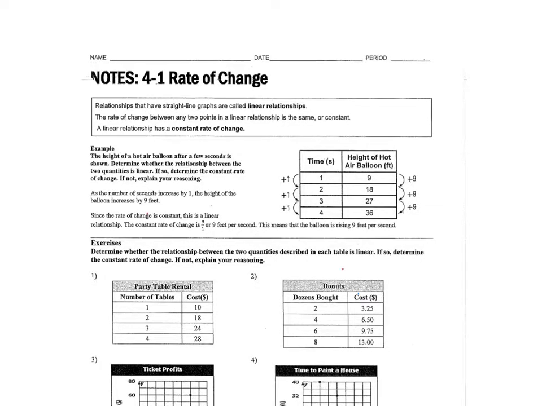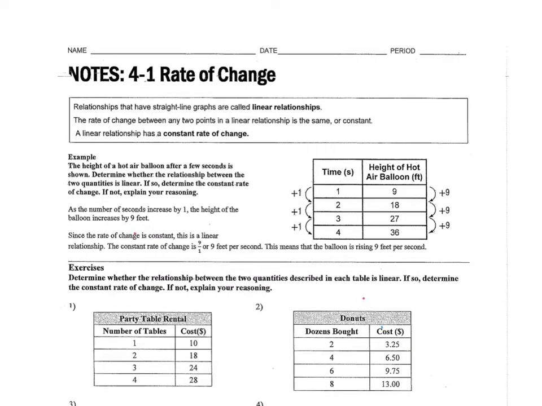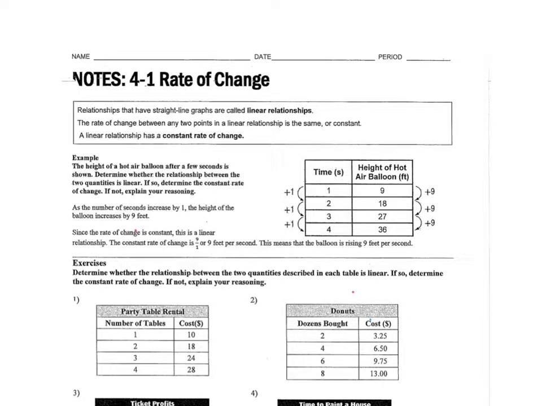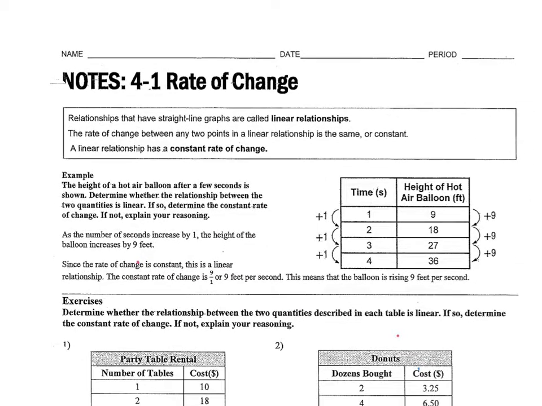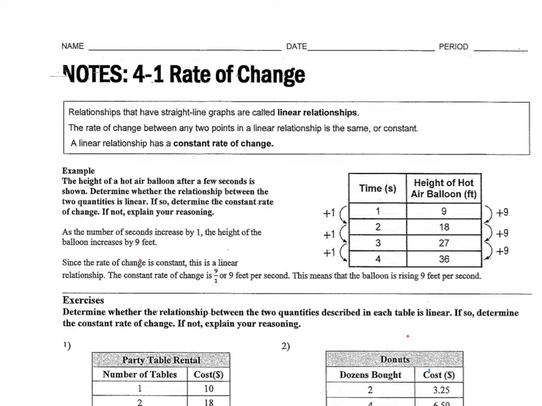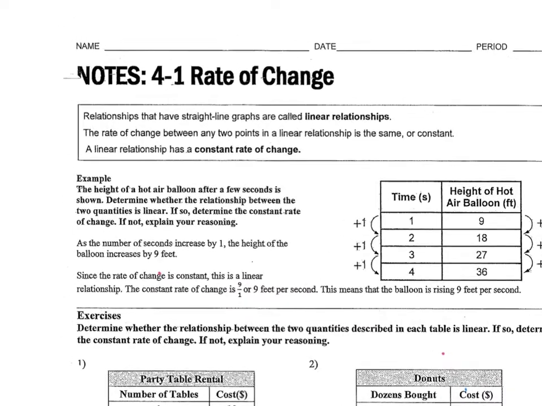Okay, so this next unit, we are going to start with rate of change. We're going to be looking at tables, graphs, equations, and we're basically looking at the rate at which something changes, obviously. So it's going to be either money or time, like the height, like this table here. We're just looking at the rate and if there is a constant rate of change.